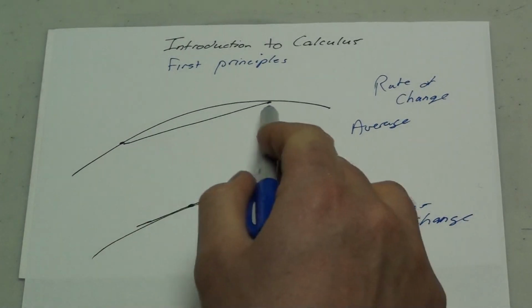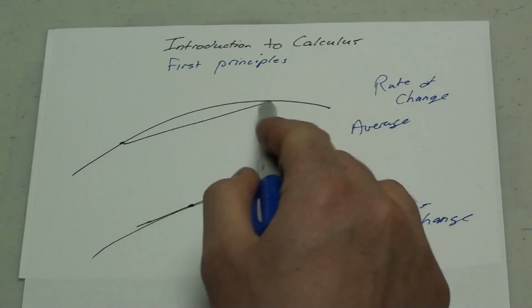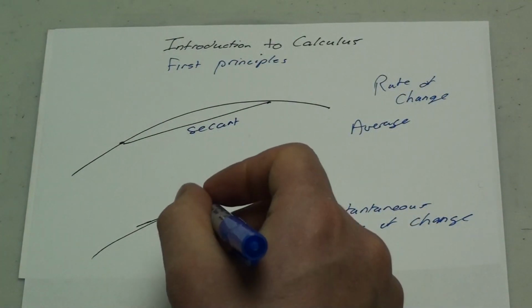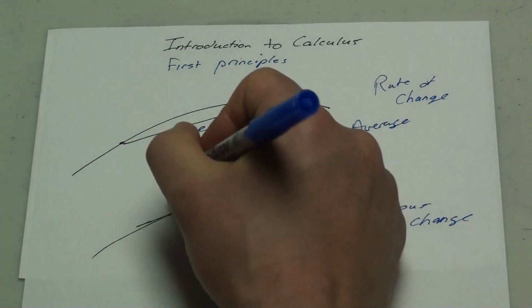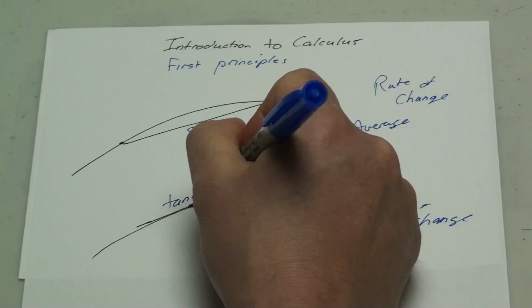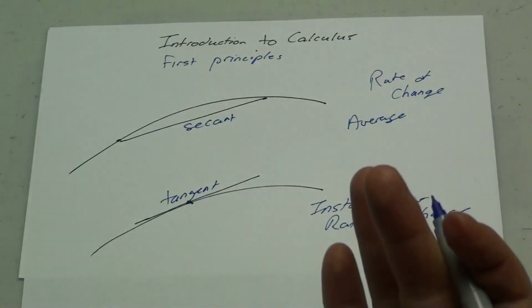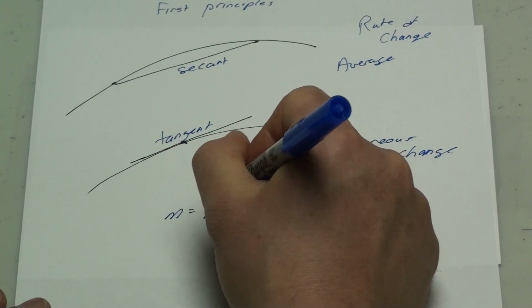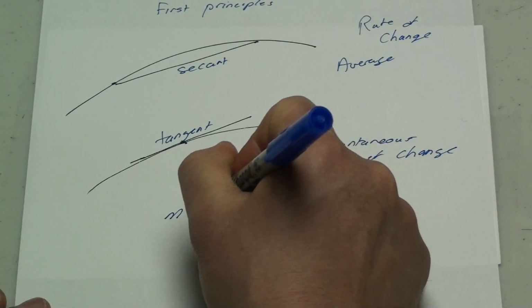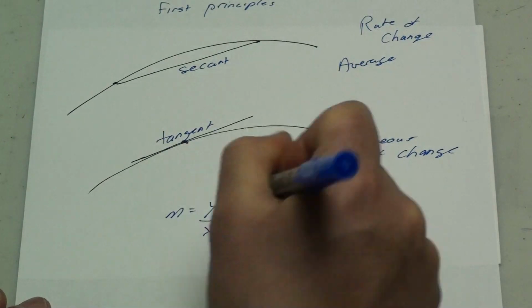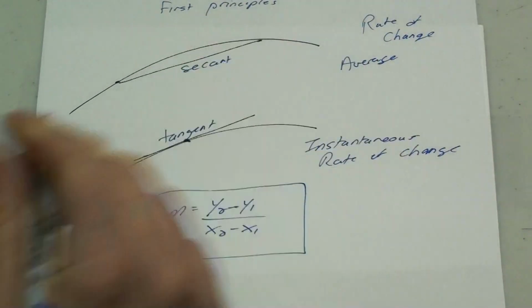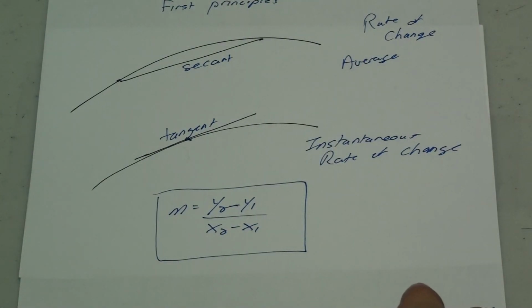When I draw a line between 2 points, that is called a secant. When I'm just connected to one point along the curve, that is called a tangent. Now I'm dealing with the slopes of this. Slope, if you remember, is m equals y2 minus y1 divided by x2 minus x1. That is the equation of slope, and that is going to be important for us as we're moving forward.